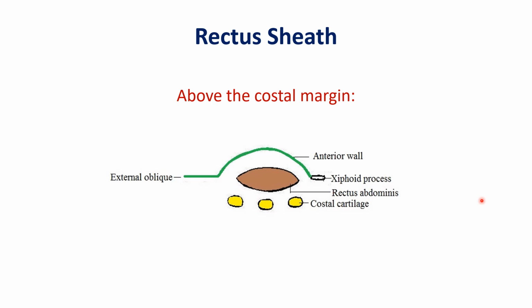In contrast, the posterior wall of rectus sheath is incomplete. It is deficient above the costal margin and below the arcuate line, but its composition is uniform and it is not adherent to the rectus abdominis muscle. So above the costal margin, the anterior wall of rectus sheath is formed by external oblique aponeurosis, while posterior wall of rectus sheath is deficient. The rectus abdominis muscle lies directly on the 7th, 6th and 5th costal cartilages.